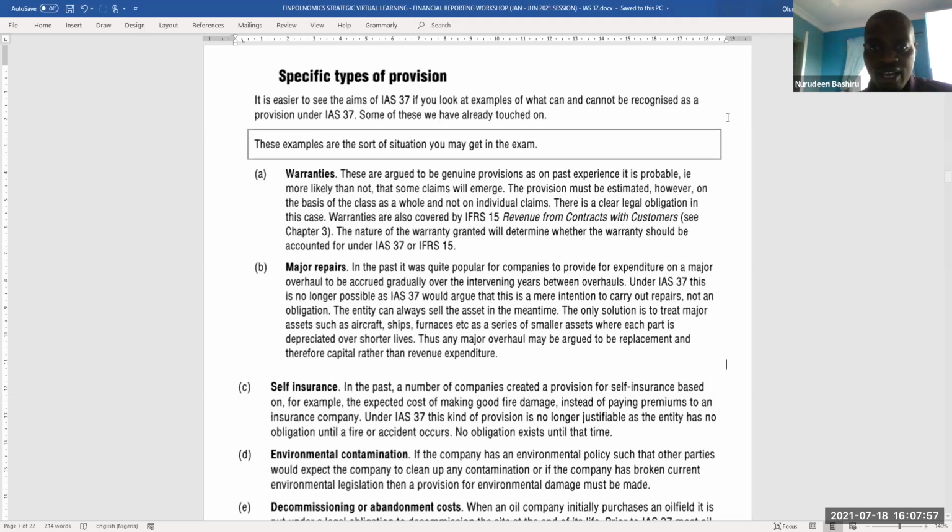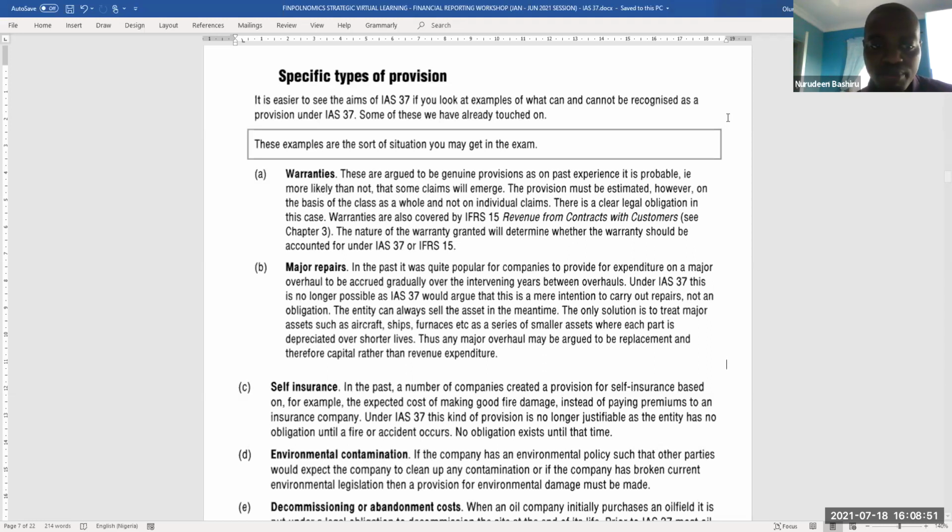Warranties are also covered by IFRS 15 revenue from contracts with customers. The nature of the warranty granted will determine whether the warranty should be accounted for under IAS 37 or IFRS 15. B. Major repairs. In the past, it was quite popular for companies to provide for expenditure on a major overhaul to be accrued gradually over the intervening years between overhauls. Under IAS 37, this is no longer possible, as IAS 37 would argue that this is mere intention to carry out repairs, not an obligation. The entity can always sell the asset in the meantime.